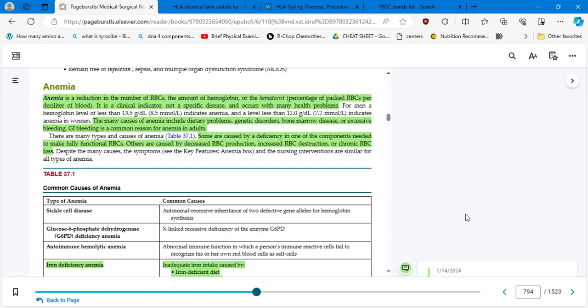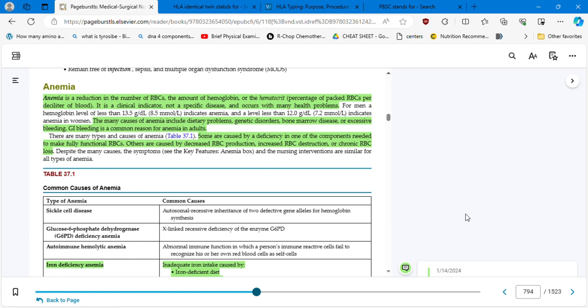Hello students. Welcome to part 2 of the chapter Concepts of Care for Patients with Hematologic Problems. We're going to talk right now about anemia. Previously in part 1, we spoke about sickle cell disease. Right now we are starting with anemia.